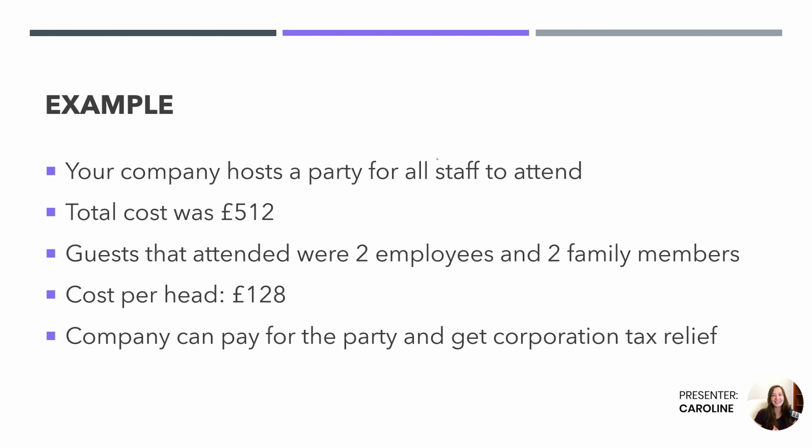Here is another example. Your company hosts a party for all staff to attend. The total cost was £512. The guests that attended were 2 employees and 2 family members. So let's say it was two people in the company and they brought along their partner to the party, making a total group of 4. The cost per head, once you divide £512 by 4, would be £128.